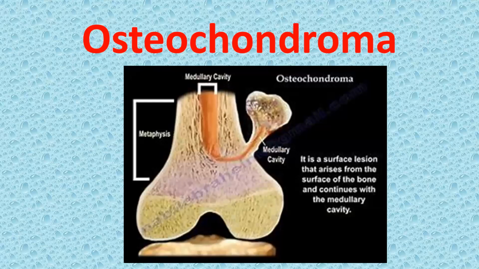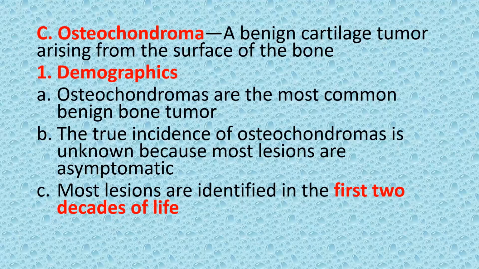This is another lesion. Osteochondroma. Osteochondroma is a benign cartilage tumor arising from the surface of bone. Osteochondromas are the most common benign bone tumors. The true incidence of osteochondromas is unknown because most lesions are asymptomatic. Most lesions are identified in the first 2 decades of life.